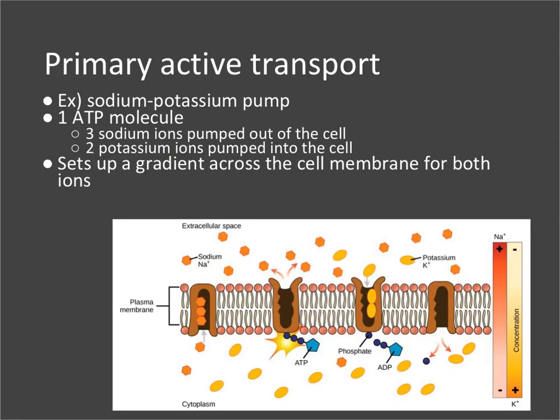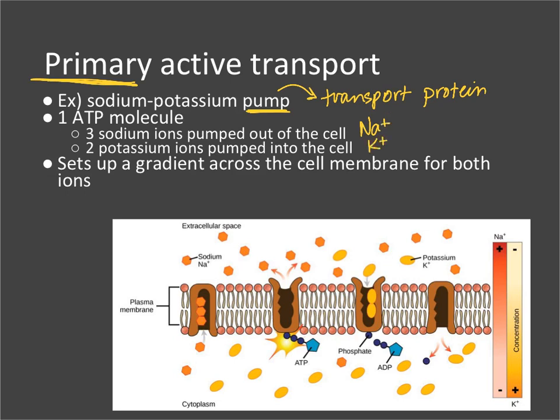So let's start by looking at primary active transport. And so we're going to focus on a specific example known as the sodium-potassium pump. And one thing that you'll notice is that with active transport, or especially primary active transport, the word pump is just another name for the transport protein. So the proteins are called pumps. Now with the sodium-potassium pump, it's got some specificity, but it's actually specific to two ions. So it's specific to sodium and potassium.